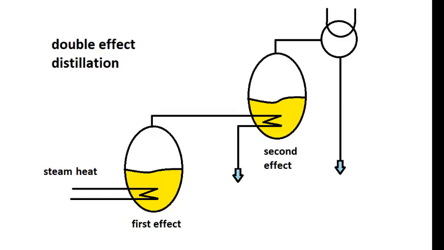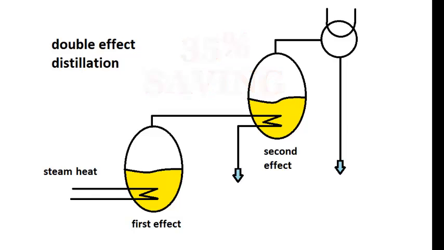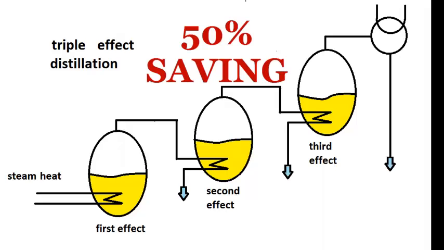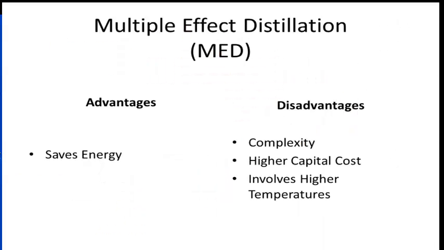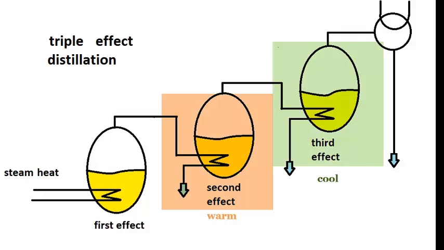A realistic expectation is a 35 to 40% energy saving through the use of double effect distillation, but by adding a third effect, it is quite reasonable to look for a 50% energy saving. One might well ask why all distillation is not carried out with multiple effects. Among the reasons are extra complexity and capital cost. But observe that the additional effects require higher temperatures, making it unsuitable for temperature-sensitive fluids.